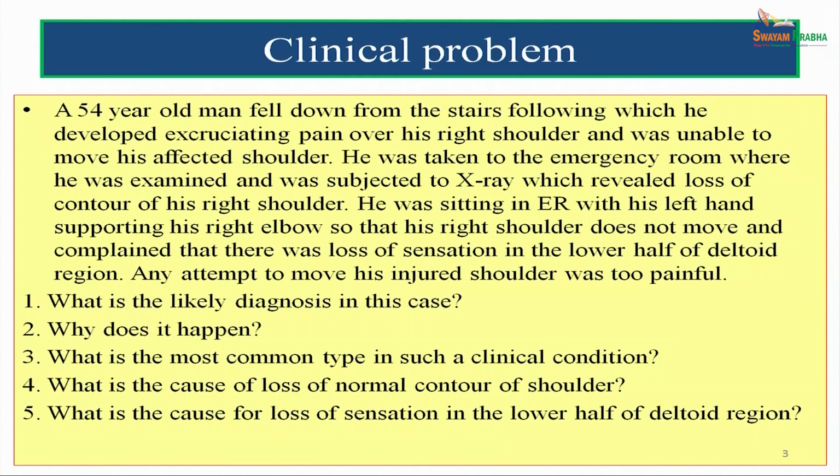He was sitting in the ER with his left hand supporting his right elbow so that his right shoulder does not move, and complained that there was a loss of sensation in the lower half of the deltoid region. Any attempt to move his injured shoulder was too painful. What is the likely diagnosis in this case? Why does it happen? What is the most common type in such a clinical condition? What is the cause of loss of normal contour of the shoulder? What is the cause for loss of sensation in the lower half of the deltoid region?